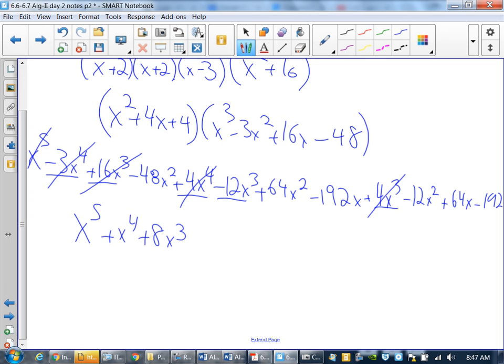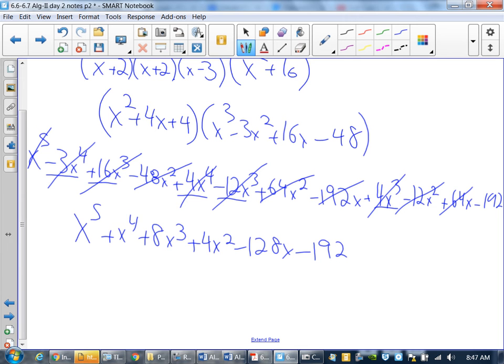Oh, thank you. So I was wondering where I missed one there. Negative 48 and 64 is 16, I believe. Yeah, 16 minus 12 then is 4x squared. 192 minus 64 is 128. Is that right? And a 192.